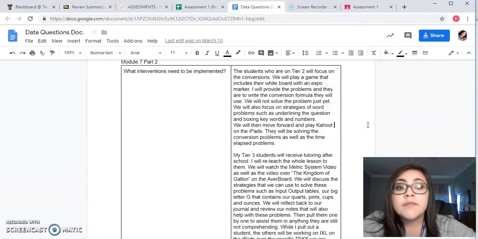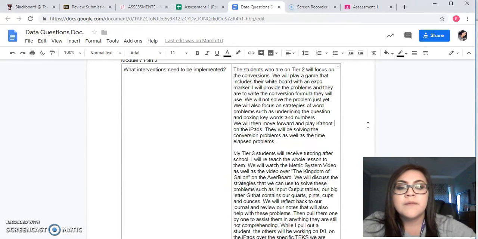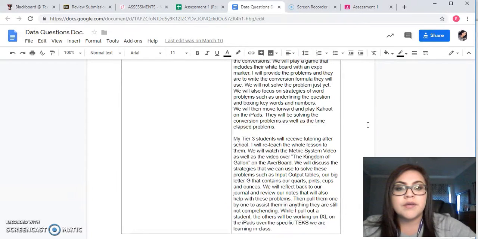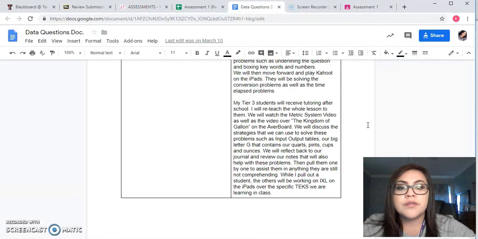We will not solve the problem just yet. We will also focus on strategies for word problems, such as underlining the question and boxing keywords and numbers. We will then move forward and play Kahoot on the iPads. They will be solving the conversion problems as well as the time-elapsed problems. My Tier 3 students will receive tutoring after school. I will reteach the whole lesson to them.